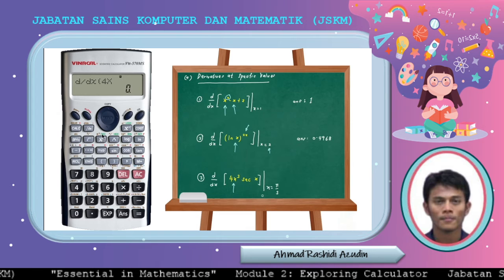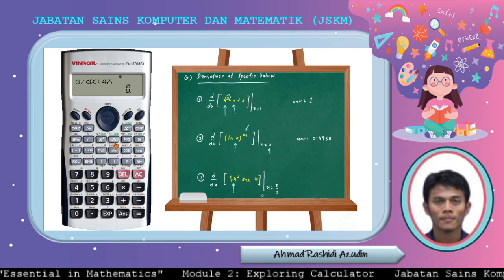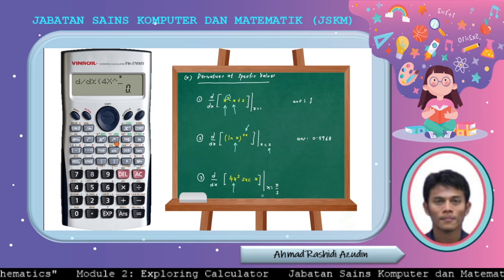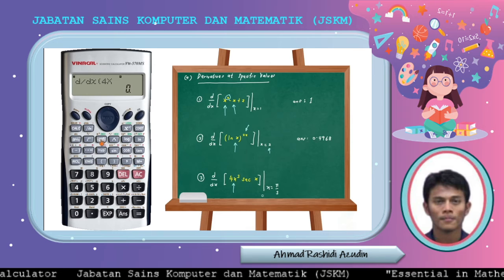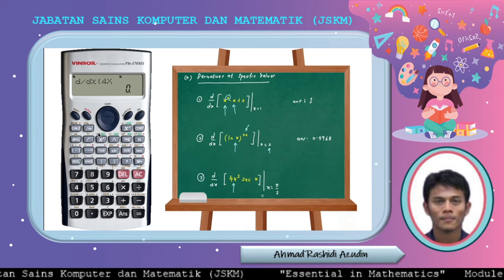To key in the power 3, there are two ways that you can use. Either we press this button followed by this value 3 to represent the power 3, or another way is to press shift and then press this button. Notice that at the top of this button there is a symbol x cubed.